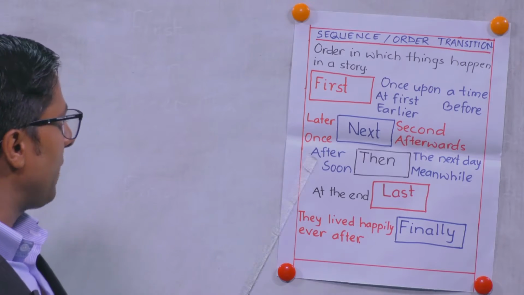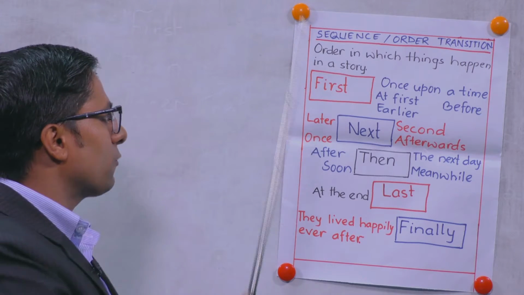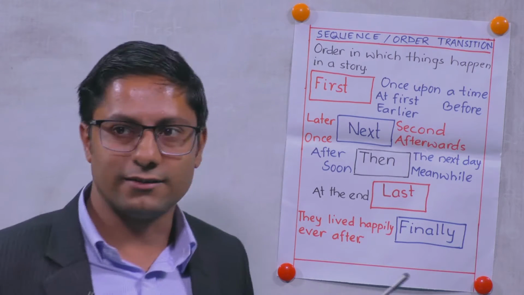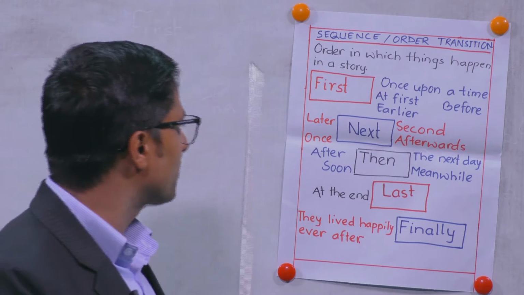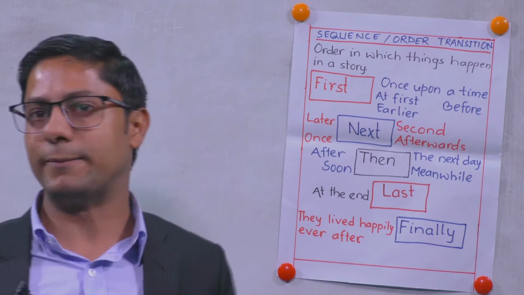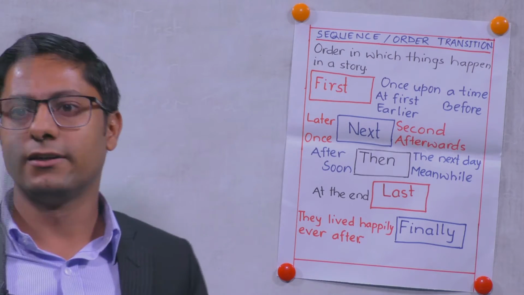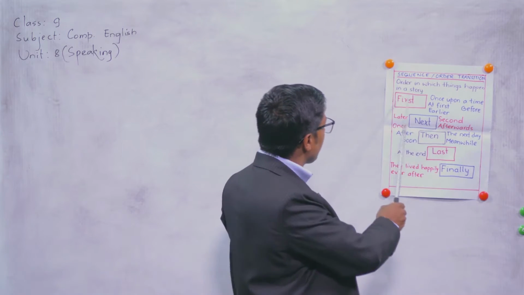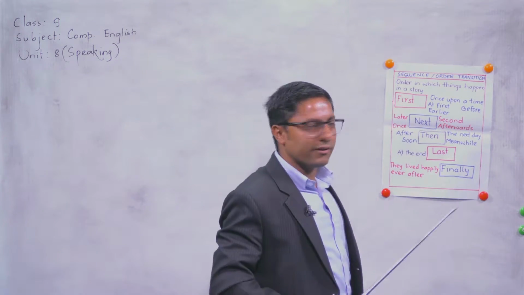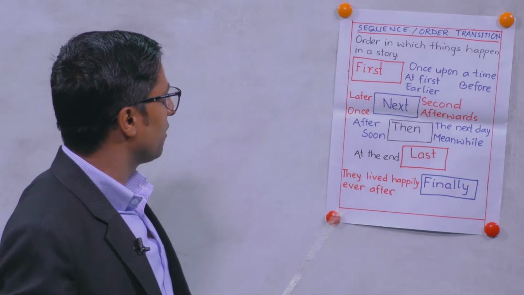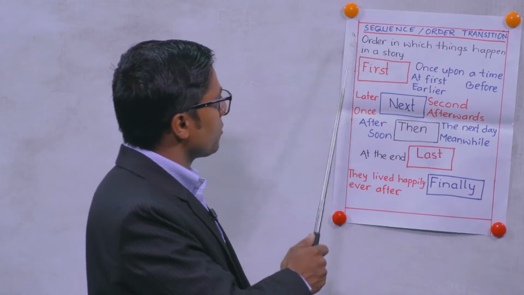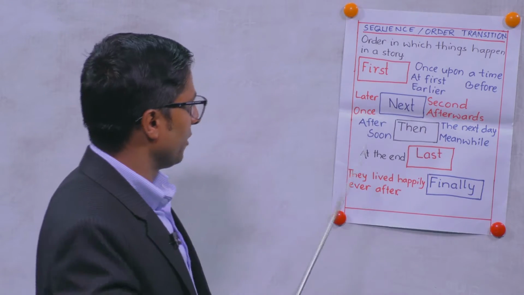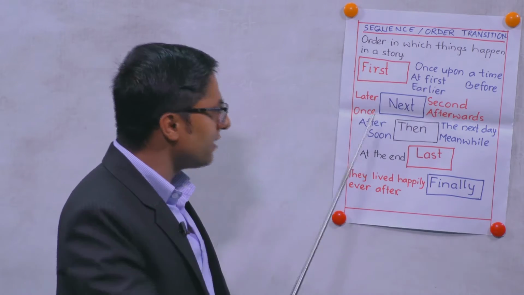We are going to talk about the sequence or order transition. That means the words that we use to show sequence or order of the events, in which order the events take place. So see, as you are asked to recall the past event, it's like a story. So when we use transition words in the story, we can use them in this way.